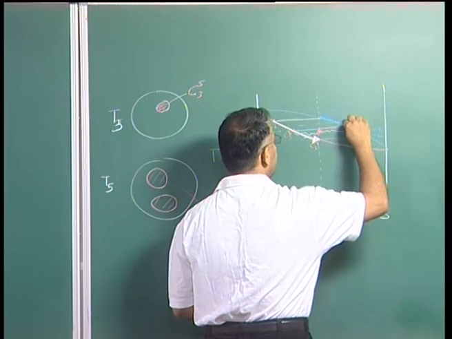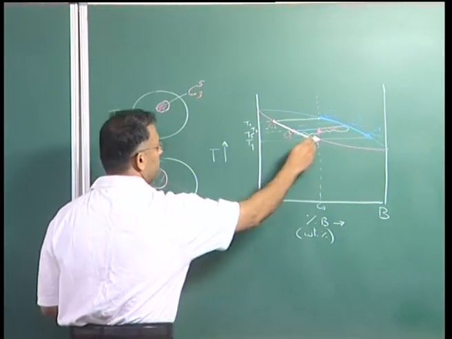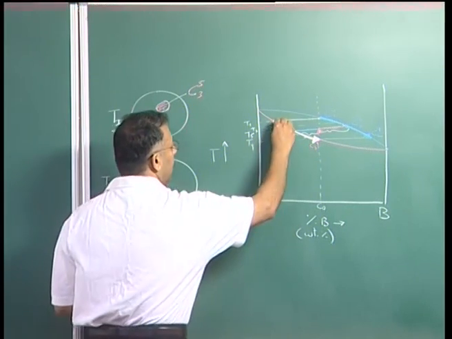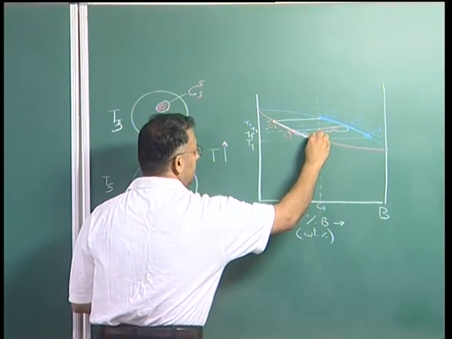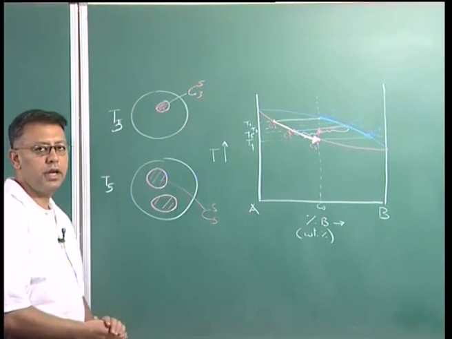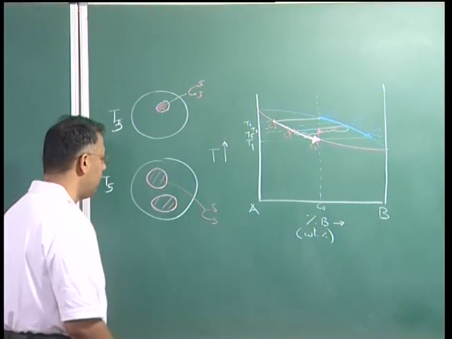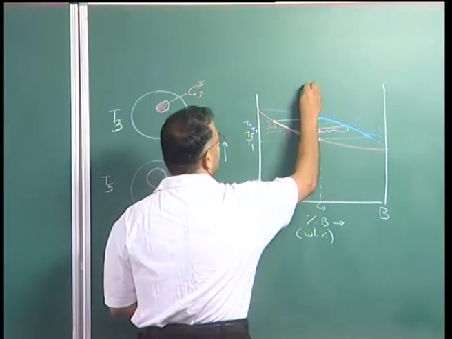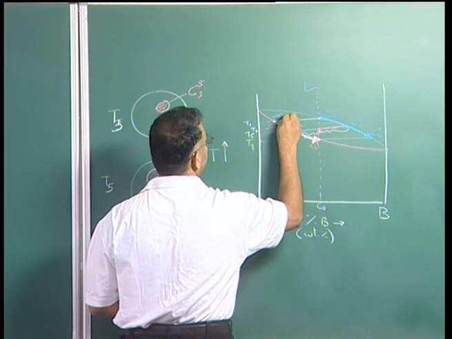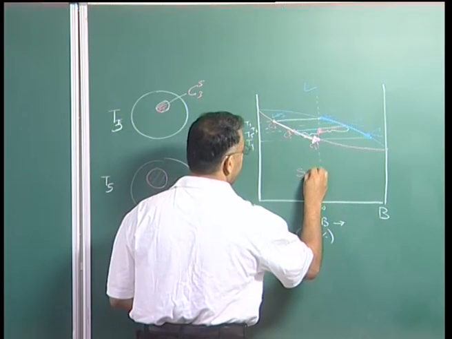So, composition of the liquid changes along the liquidus line of the phase diagram, the composition of the solid changes along the solidus line of the phase diagram, and therefore, my composition is constantly changing as I am slowly cooling from a single phase liquid to a completely solid state. So, this is my single phase liquid region at the top, while this is the liquid plus solid region, and I have a completely solid region at the bottom.